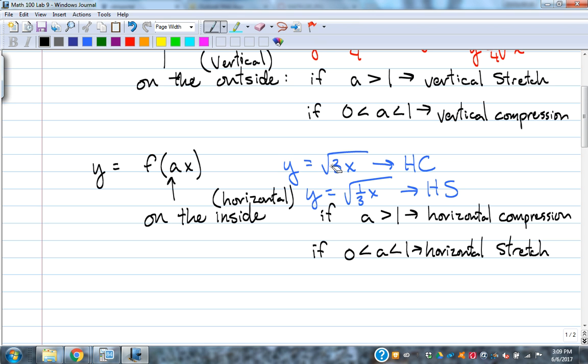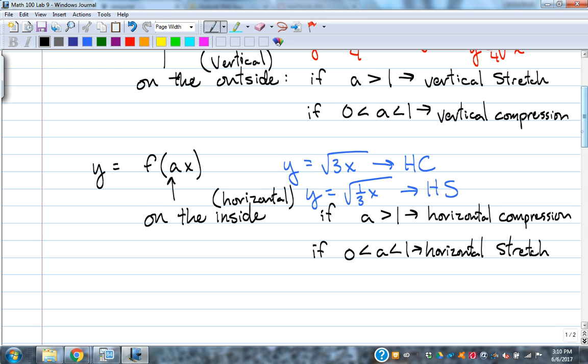For example, here with the square root of x function, if we multiply by 3 on the inside, that's a larger number, so it's going to be a horizontal shrink or horizontal compression. If we multiply by 1/3 on the inside, it's going to be a horizontal stretch.